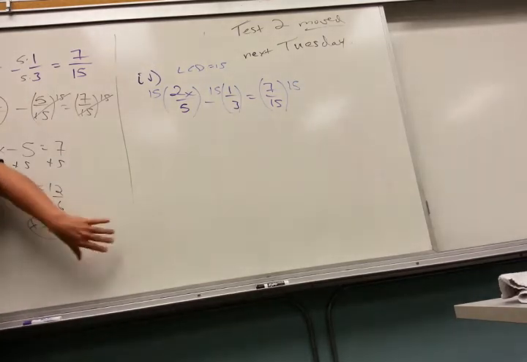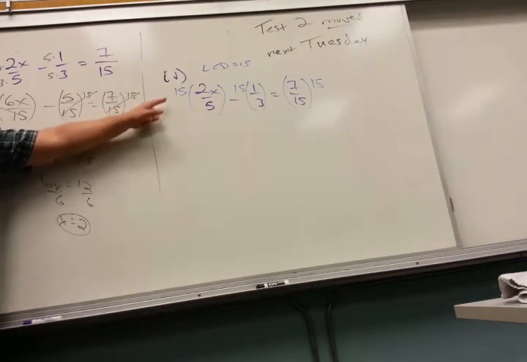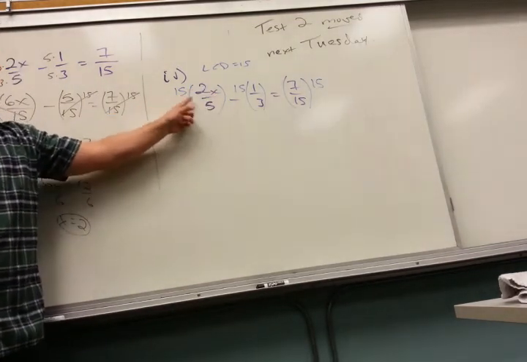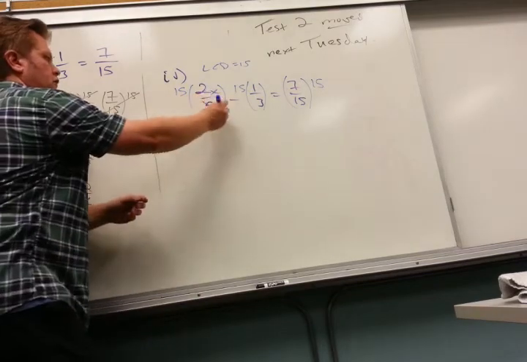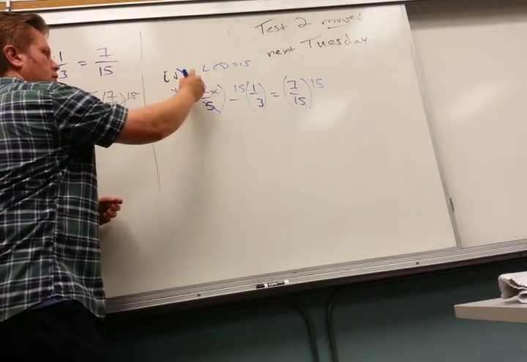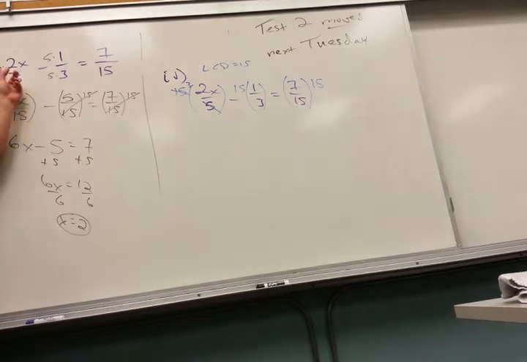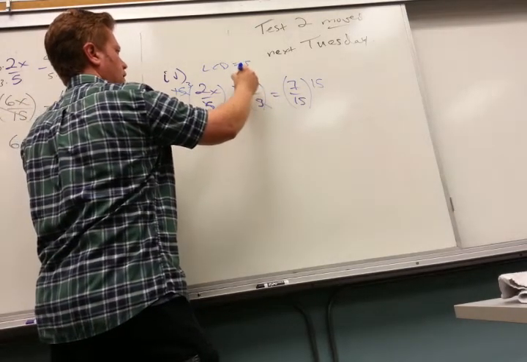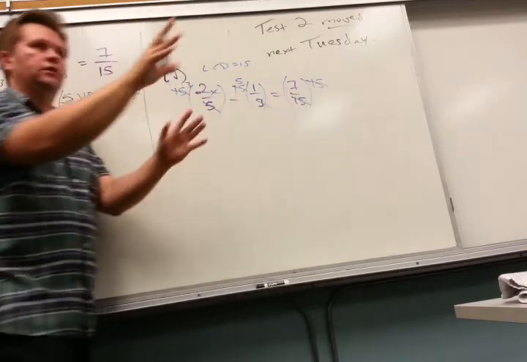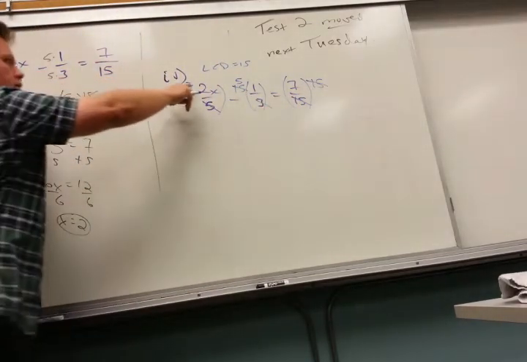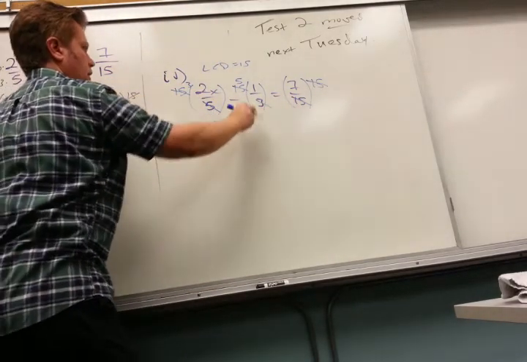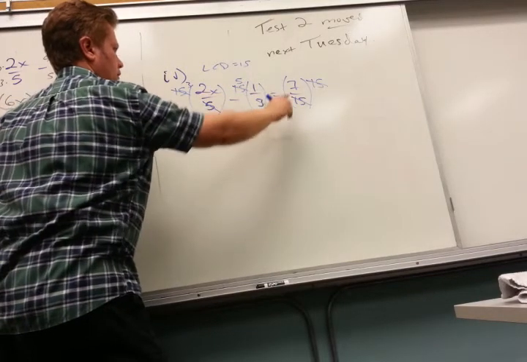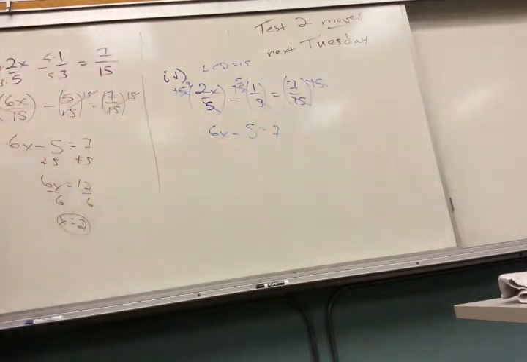Now, I want to show you the similarities between these two. When I multiply by 15, what happens here? Reduce. Good. 5 goes into 15 3 times. See that 3? So they're both the same. It's just that one way is doing something before the other way did. Here 3 goes into 15 5 times, and here the 15 cancels completely, right? So I end up with 6x minus 5, and the same thing.